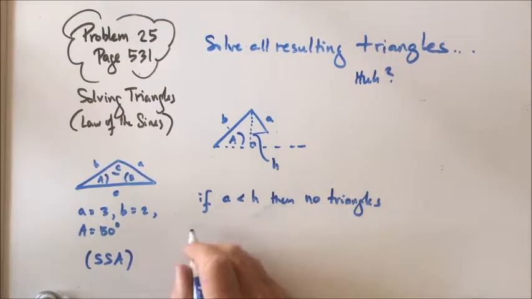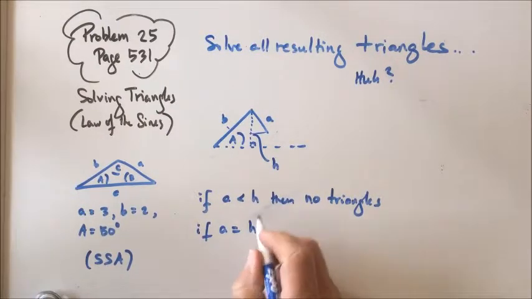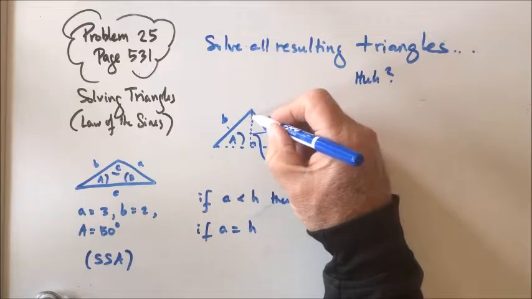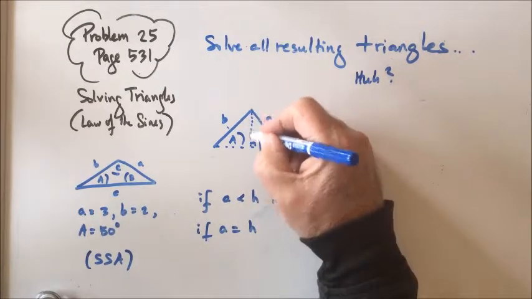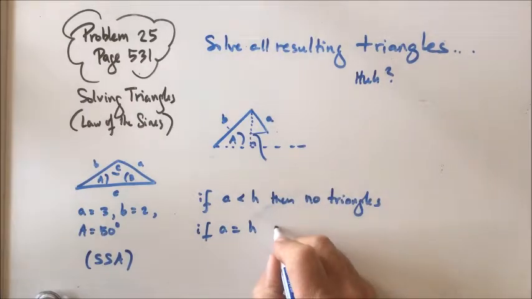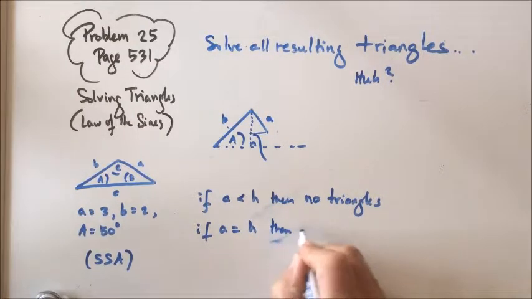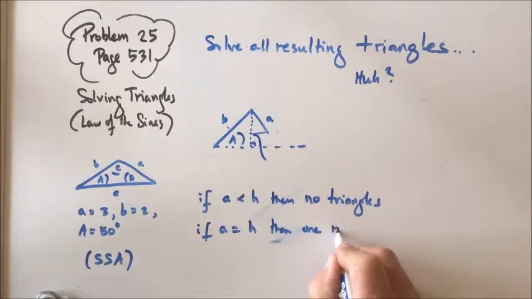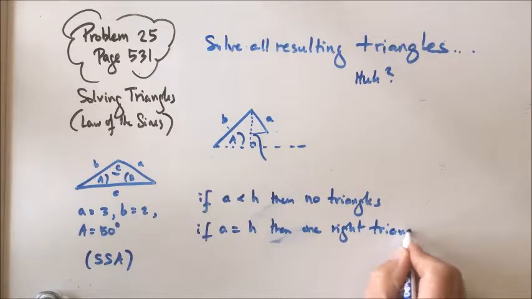But if a is not less than h, perhaps a is equal to h. So a is exactly this length. This height is equal to this side, and sure enough, there's one triangle, and in fact, one right triangle ensues.